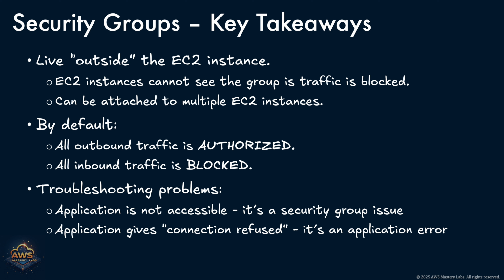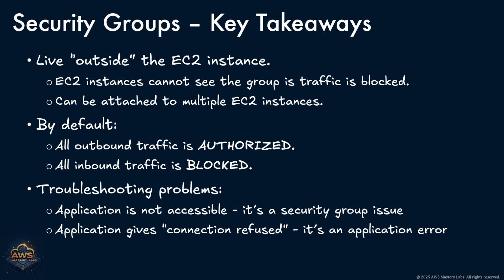When troubleshooting issues related to accessibility or connectivity, it's important to differentiate between the causes. If an application is not accessible, the problem is typically related to the security group configuration, which is blocking inbound traffic. If an application returns a connection refused message, the issue is usually an application error rather than a network or security group issue. Understanding how security groups function and their default settings is crucial for diagnosing and resolving connectivity problems effectively.